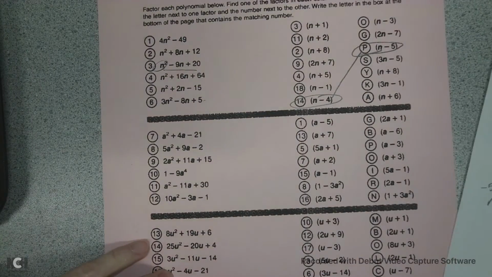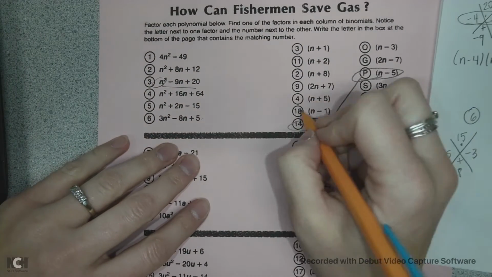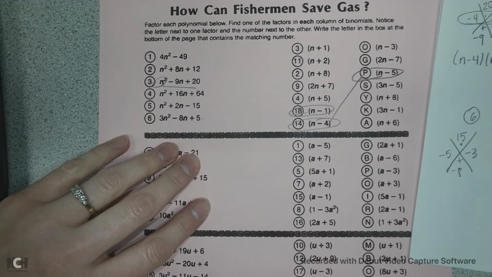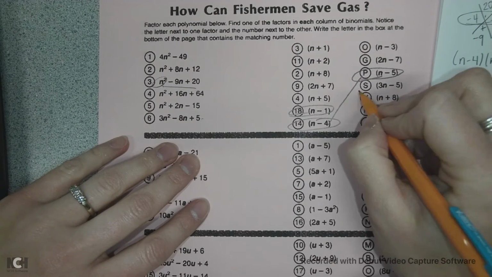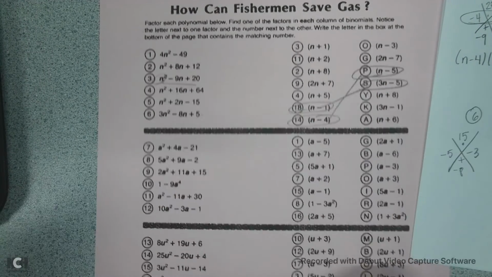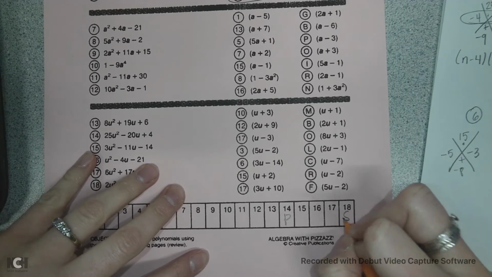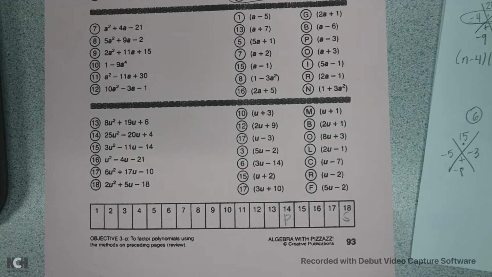Okay, and then we look here. So we've got n minus 1 and 3n minus 5. That's this guy. So 18 is s. So then we go down here. 18 is s. I love it.